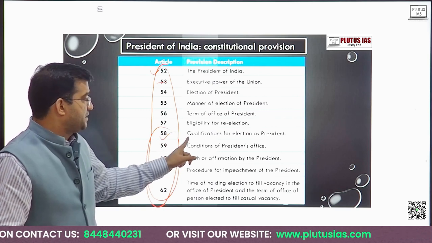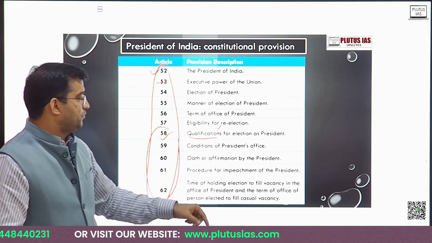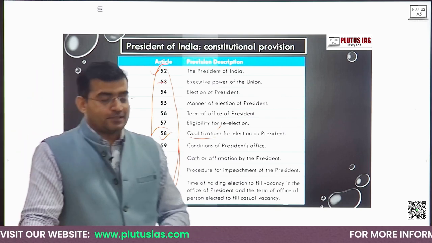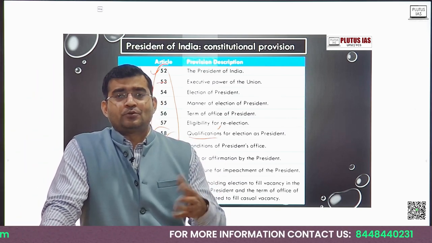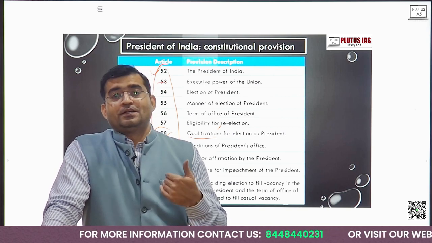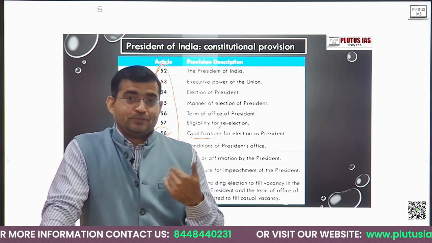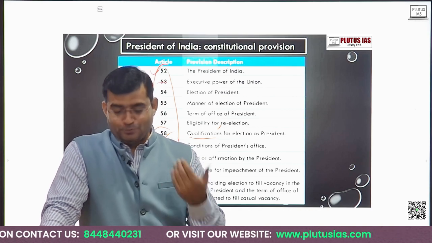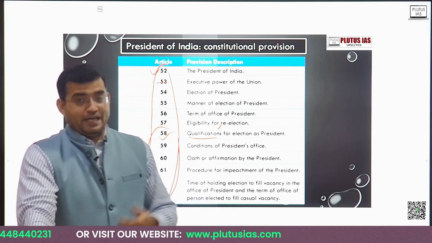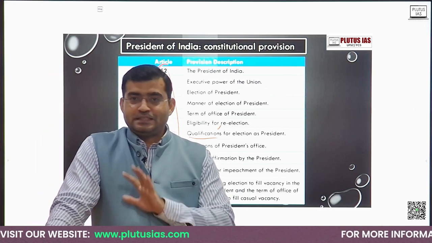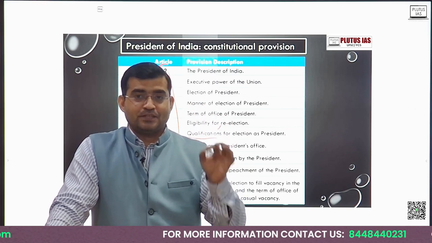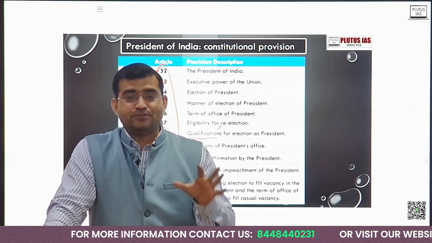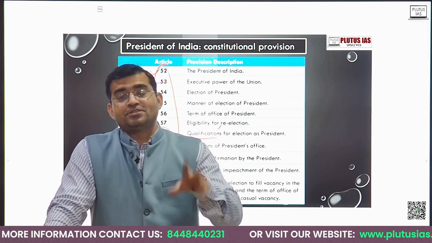58 specifies the qualification for the election of president. There is no detailed qualification, like the president should be a graduate, or have a degree. These are not mentioned there. The only criteria is that he must be above the age of 35, and second, he must be a citizen.